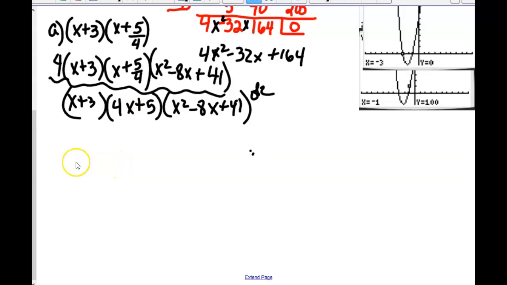Okay, so we need all the zeros. We know there's a 0 at negative 3, there's a 0 at negative 5/4, but how are we going to find these zeros? Does that factor? It does say 41 right there. What do we have to do? Quadratic. Look at the graph. Is it going to be real numbers? It certainly doesn't look like it crosses more than twice, right? So I'm thinking we're going to get imaginary solutions.